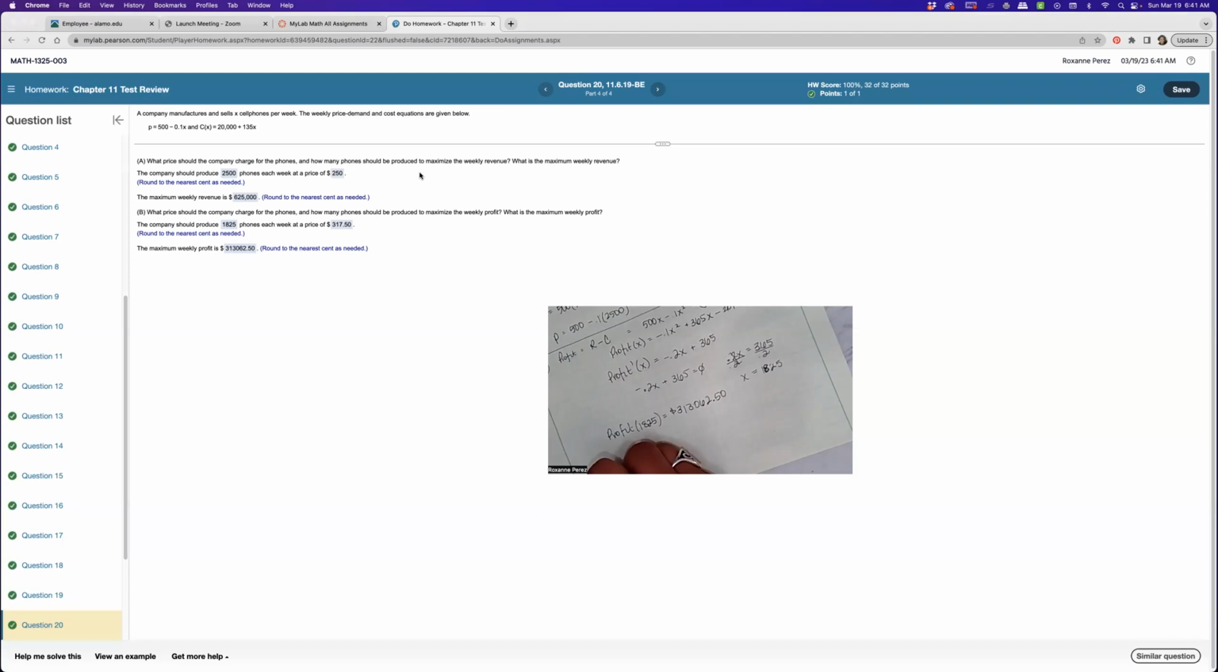And then price equals 500 minus 0.1 evaluated at x equals 1825. That's going to give me a price of $317.50. That looks kind of messy. $317.50. Okay.